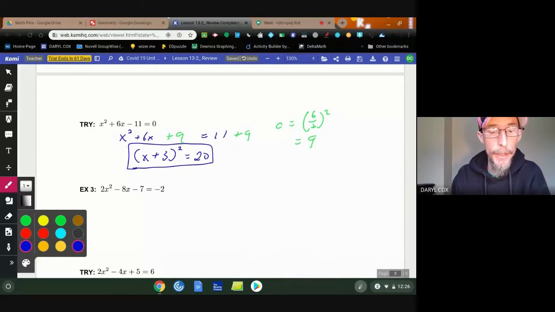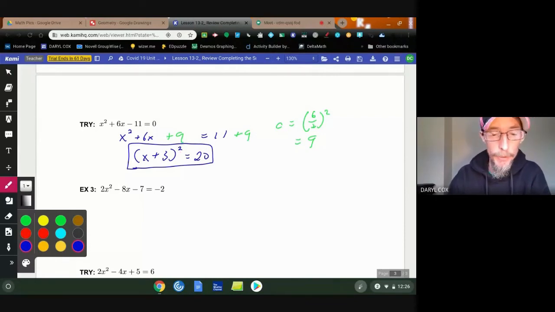And now factor. My 3 comes from the square root of 9. My plus follows that sign there. 11 plus 9 is 20. Don't forget the squared up here. Sometimes when people start taking the shortcuts, they forget the squared. So don't forget that part of it.